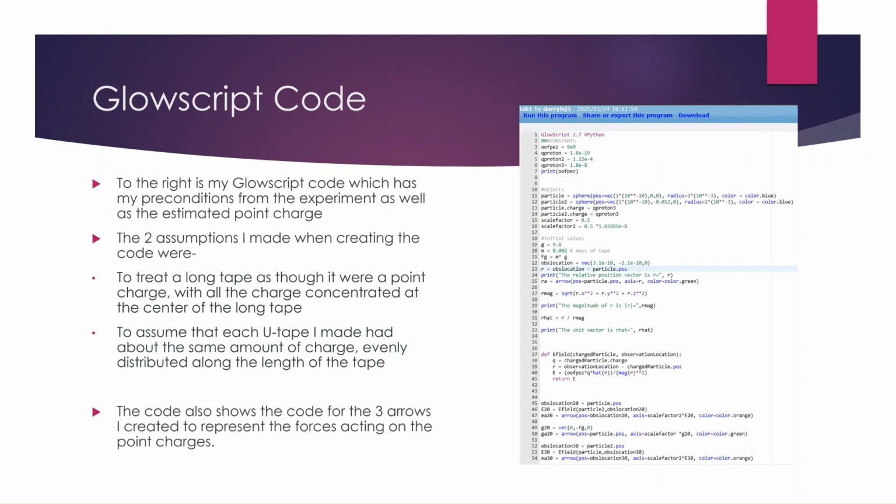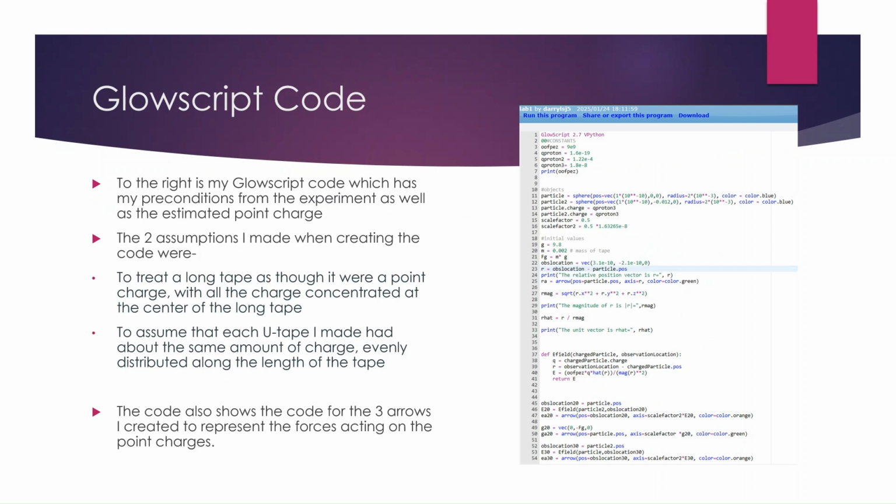GlowScript code. To the right is my GlowScript code, which has my preconditions from the experiment as well as the estimated point charge. The two assumptions I made when creating the code were to treat a long tape as though it were a point charge, with all the charge concentrated at the center of the long tape, and to assume that each piece of tape I made had about the same amount of charge, evenly distributed along the length of the tape.